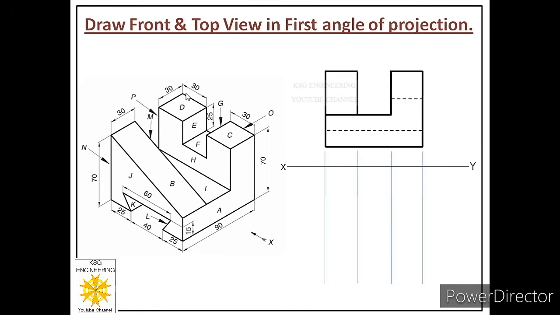So we will mark that point on this projector after leaving some gap, let us say a gap of at least 10 millimeters. Then from that point, we will sketch this length of 30 millimeters. So from this point, let us draw a line of 30 millimeters. So we have drawn its length. Now we have to draw its width.